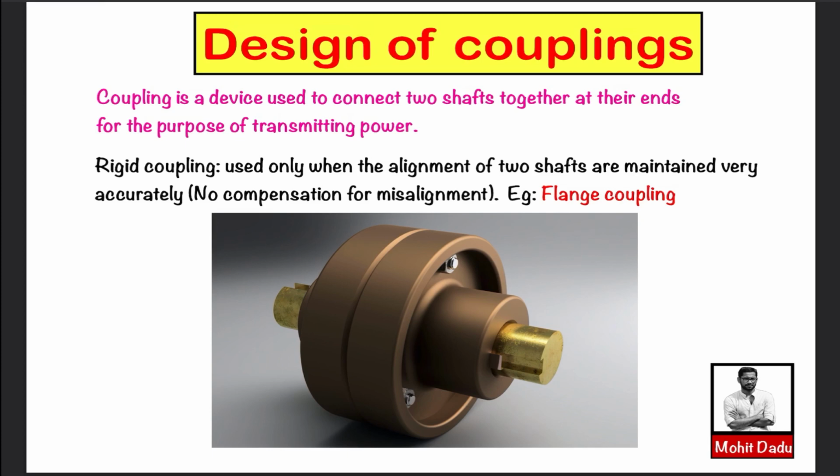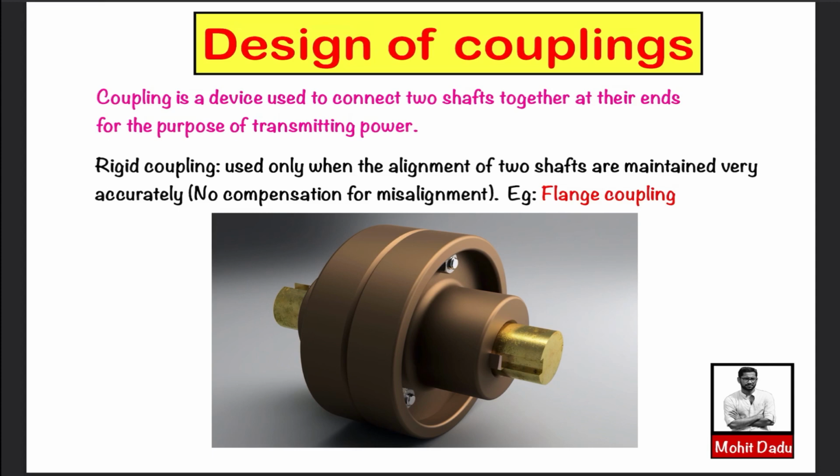So we already studied the shaft and its design, where the shaft is used for transmitting power. Whenever the shaft is too long, instead of using one too long shaft, we will use different shafts and interconnect them. So a coupling is a device used to connect two shafts together at their ends for the purpose of transmitting power. And in this one we will be designing rigid couplings.